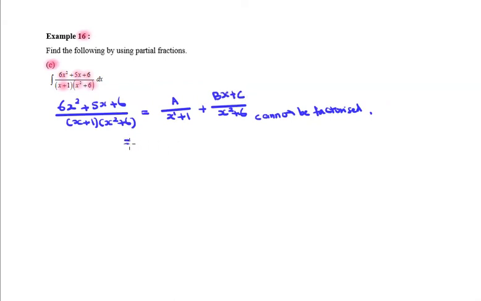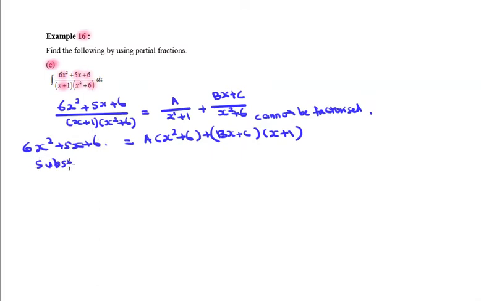Next, we find the common denominator: A times (x squared plus 6) plus (bx plus c) times (x plus 1), and then equate the numerators on both sides. I will start with substitution, because substitution is always easier compared to other methods.